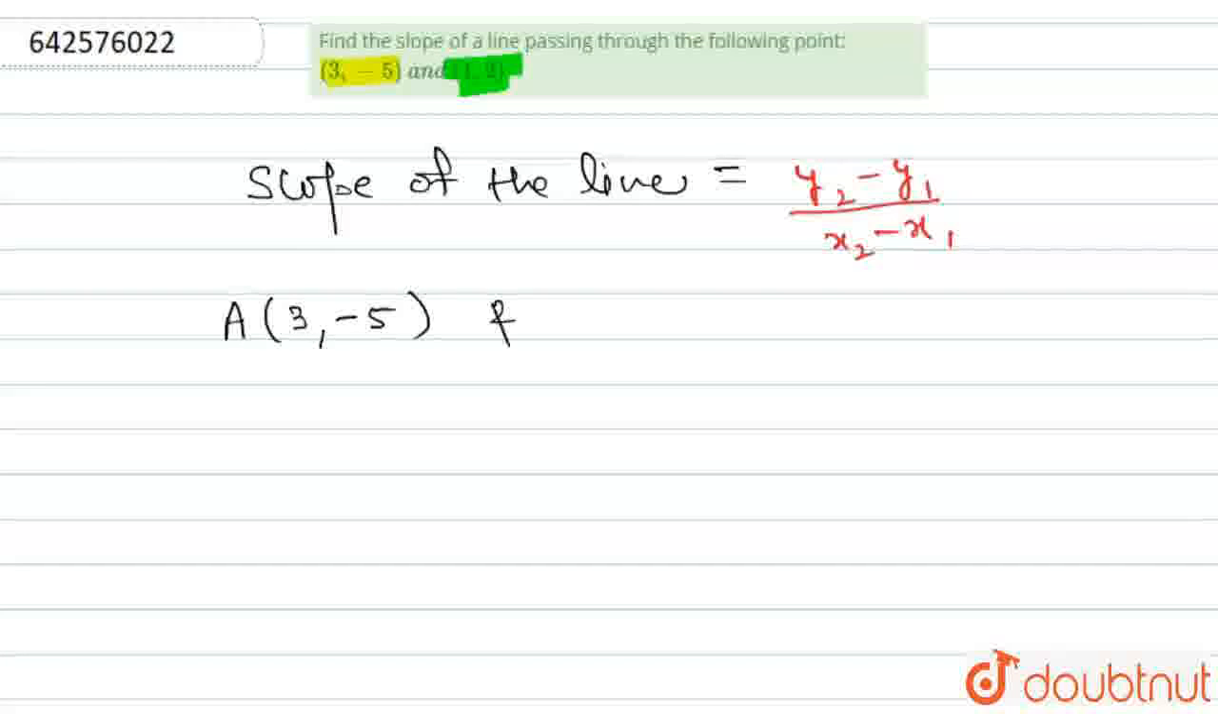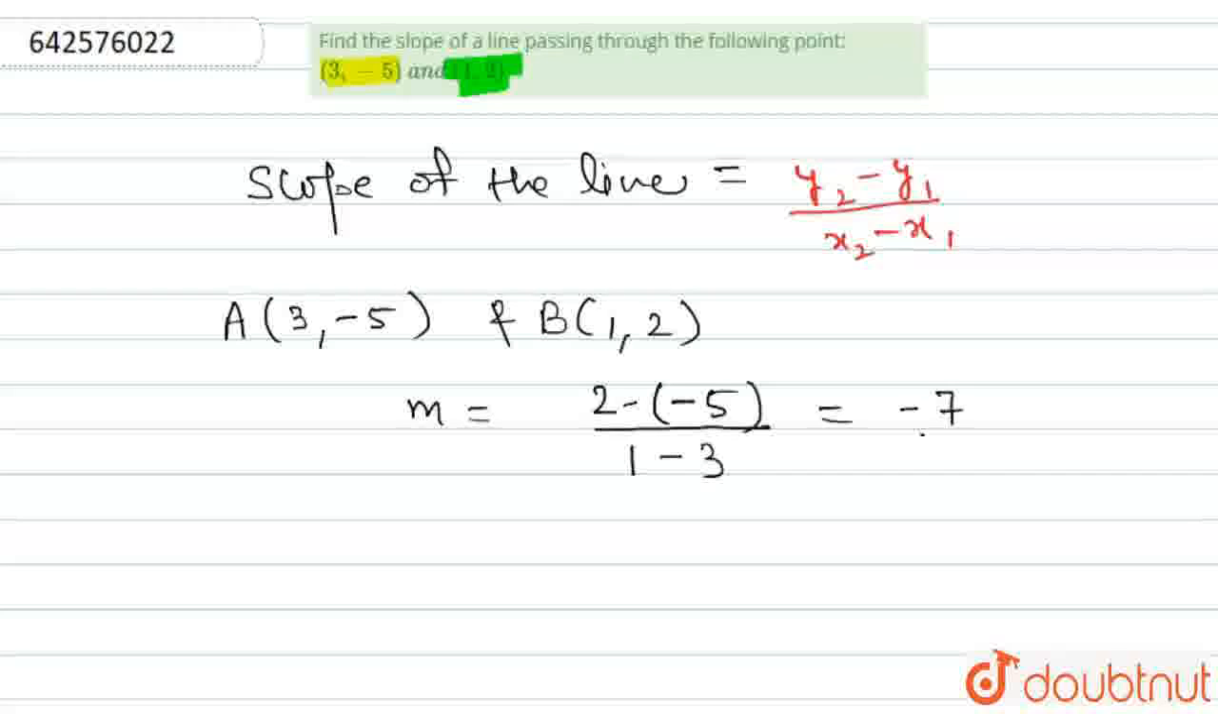and B has coordinates (1, 2). So putting these values in the above formula, we get the slope of the line, denoted by m, will be equal to (2 - (-5)) upon (1 - 3), and that will be equal to -7/2. So this will be the slope of the required line passing through the given points.